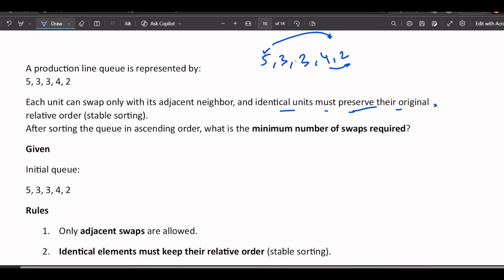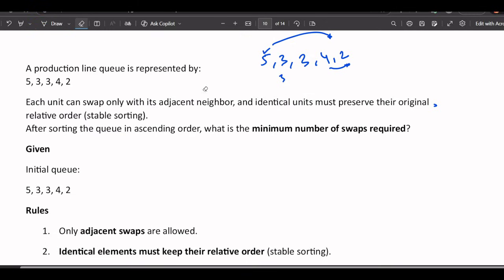Like suppose this is 3 and 3, let's represent them as 3a and 3b. After sorting we cannot have 3b and 3a; the order should stay the same. The a should come first and b should come second, so we also need to maintain the order. After sorting the queue in ascending order, what is the minimum number of swaps required?